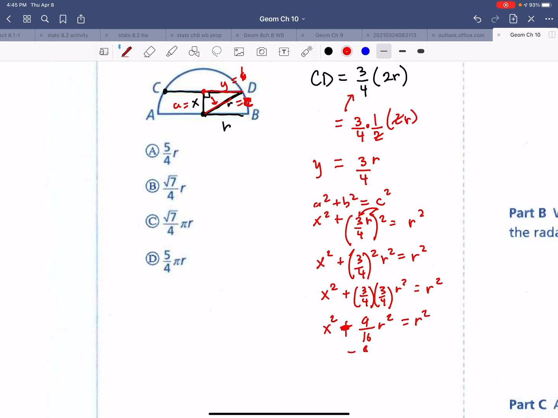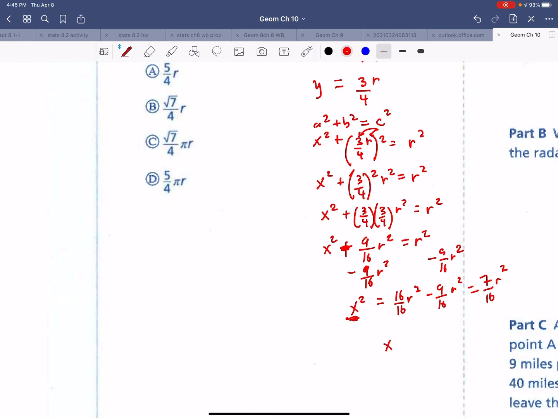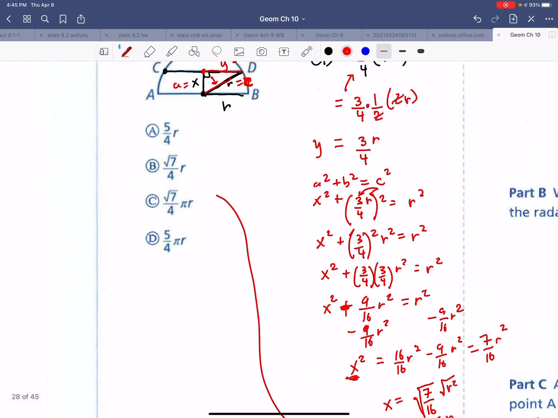So we're going to subtract 9/16 R squared on both sides. And we get 16/16 R squared minus 9/16 R squared will give me 7/16 R squared. I'm almost there. Now, that's X squared, but I've got to take the square root to get my final answer. So the square root of 7 over the square root of 16 and the square root of R squared. So we get the square root of 7 over 4R. Let's look for our answer. The square root of 7 over 4R.